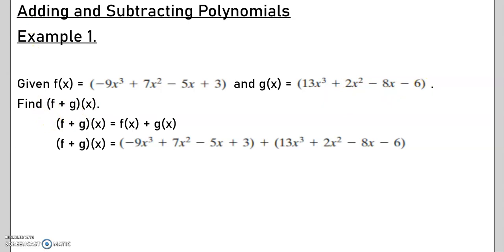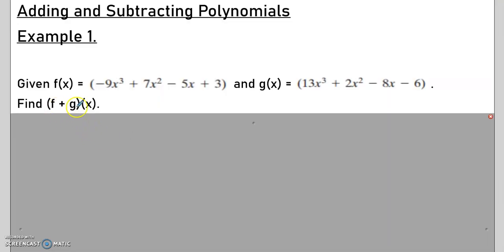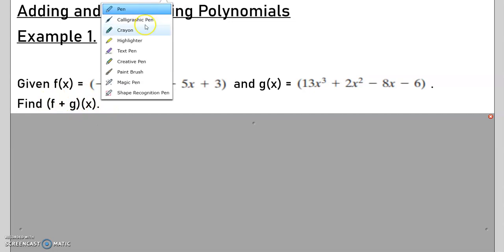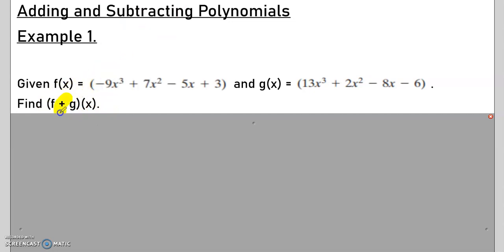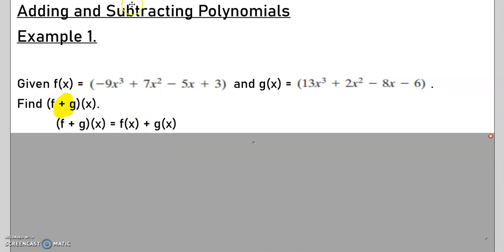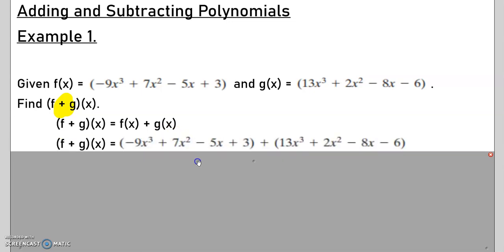Find f plus g of x. Now this might be new to us. What that's telling us to do is add. That's all. That is telling us that I need to take f of x and add it to g of x. I'm going to add these 2 functions. So the first way I'm going to write it is like this. F plus g of x equals, and look, I just take f of x plus g of x.